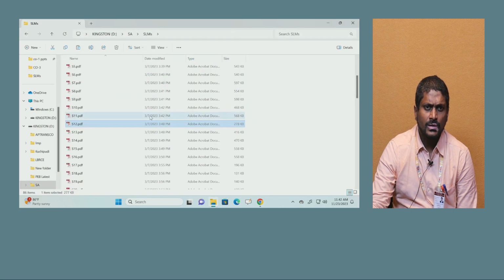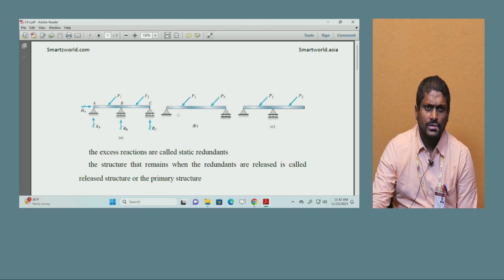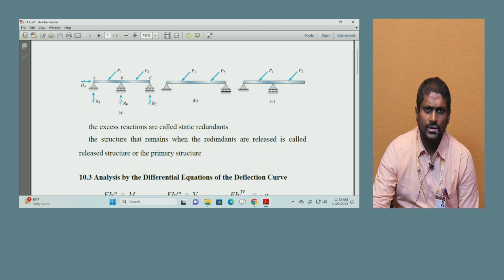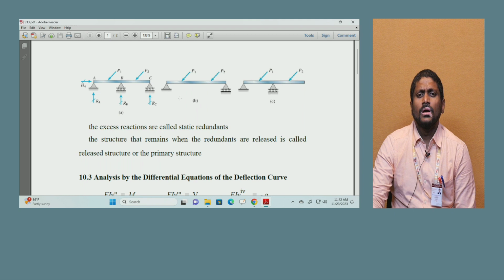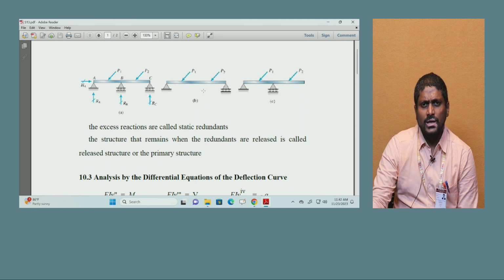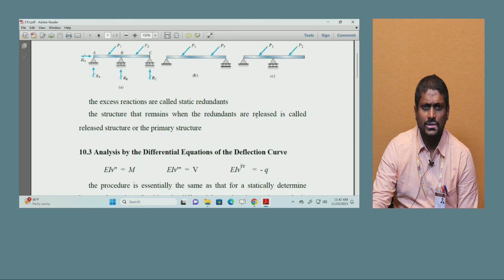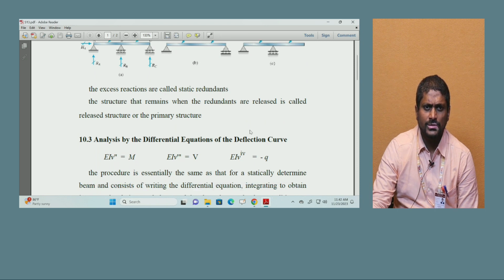Let us move on to another file. This one is a continuous beam, when you have more than one support. In the B portion you have a simply supported beam with two inclined loads, whereas in C you have an overhang beam. The excess reactions are called static redundants. The structure that remains when the redundants are released is called the released structure or the primary structure.